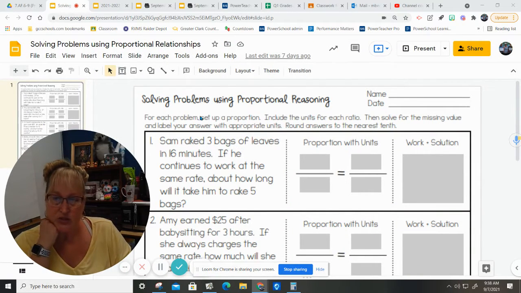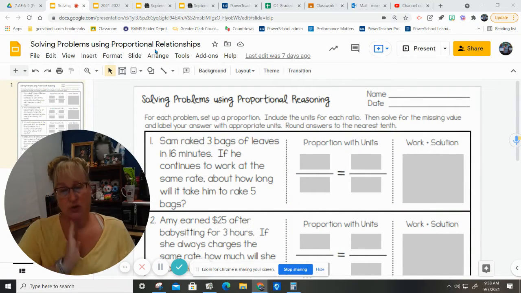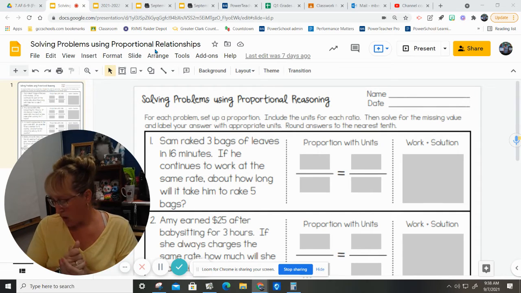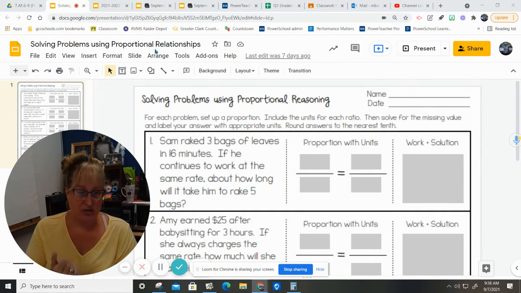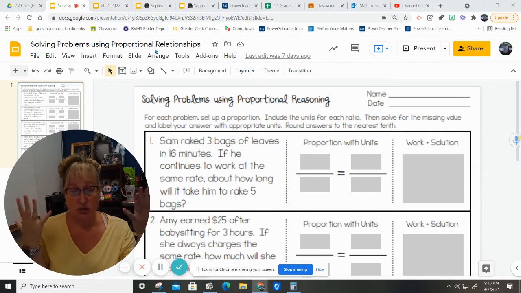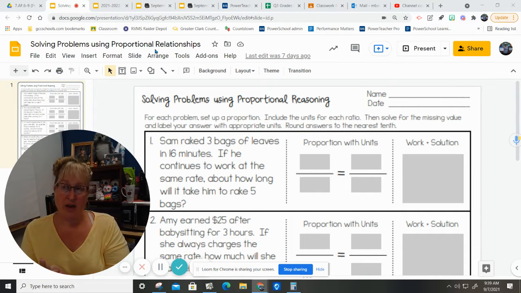We are going to solve problems using proportional relationships. So our big goal is to make sure that we can understand that we can create two ratios and set them equal to solve if they are proportional to each other.